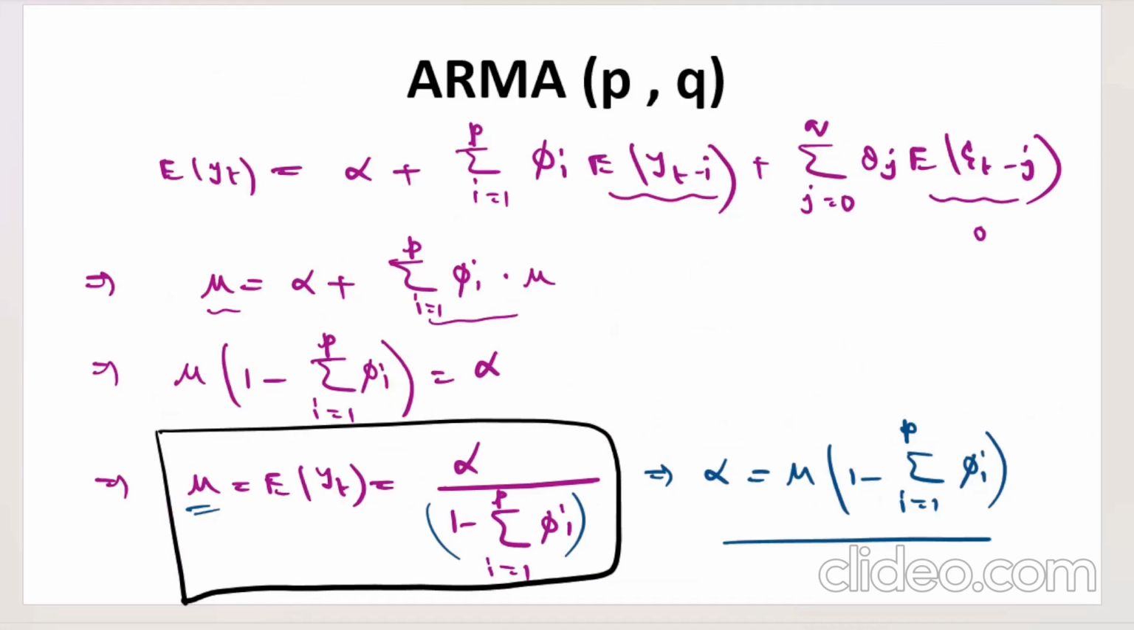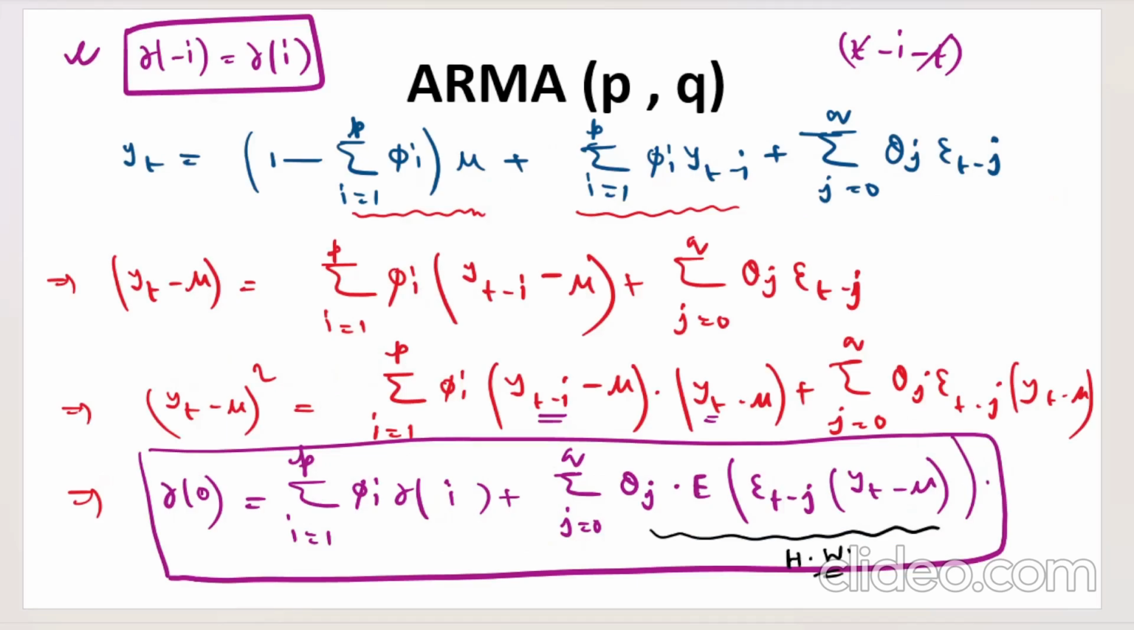So for variance, what you have to do is that firstly you have to find out the mean, because from the mean you will get the expression for alpha, and then on the original expression you have to replace this value of alpha, and then if you simplify you will land up at this expression.